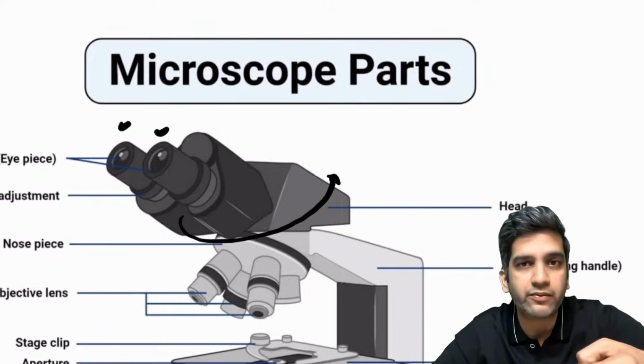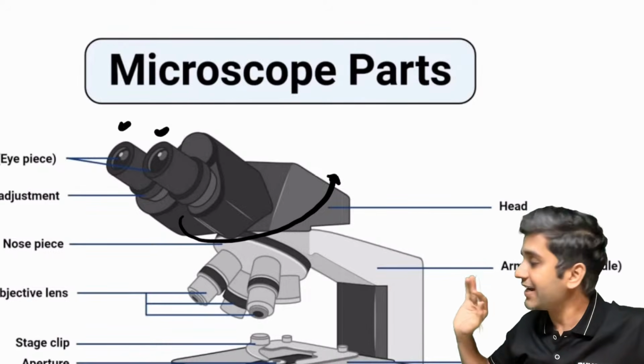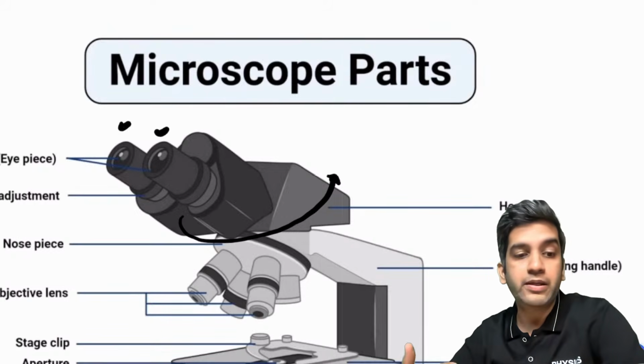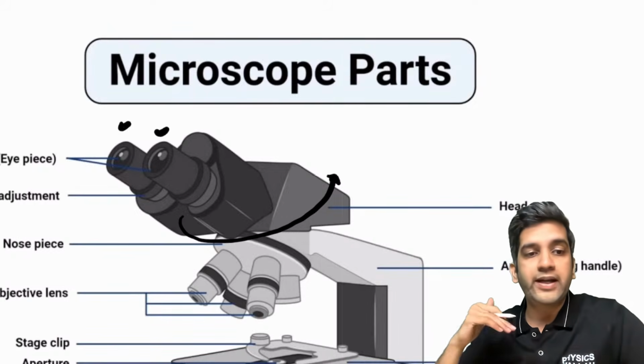So both the people can view. That's the purpose here. The head, like a normal head, can rotate, so that both the people can view the same view. It won't have any disturbance.